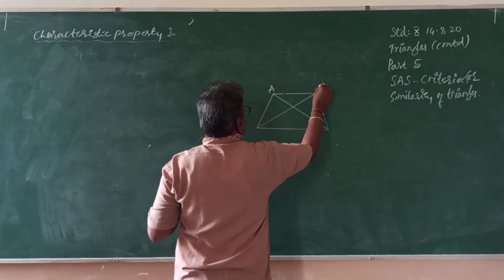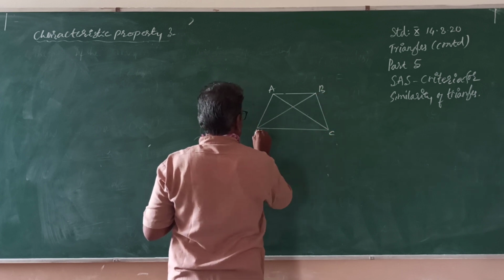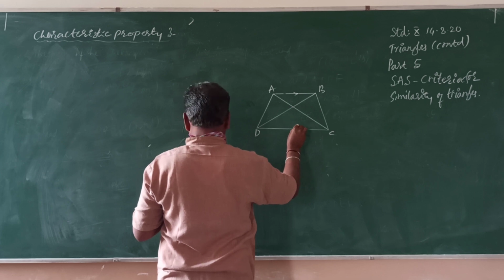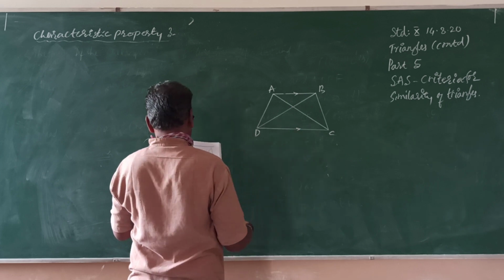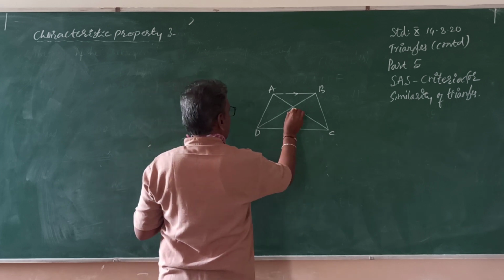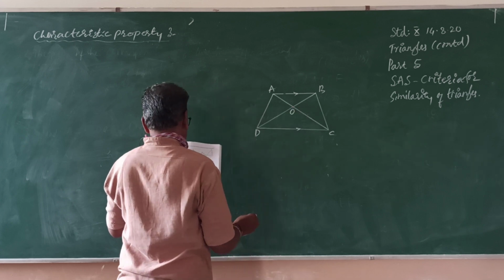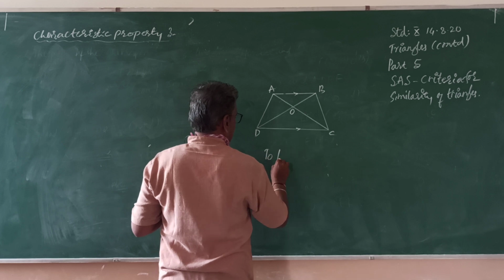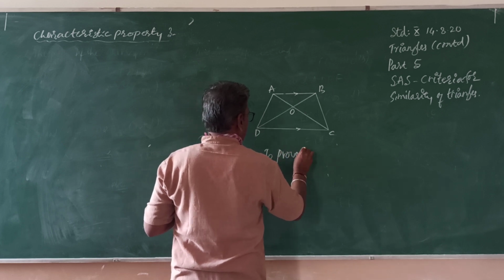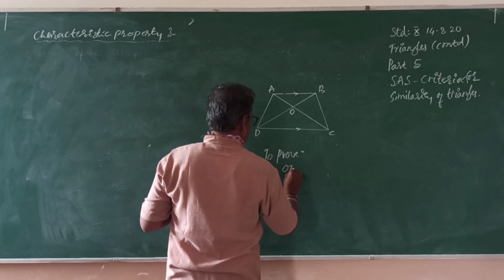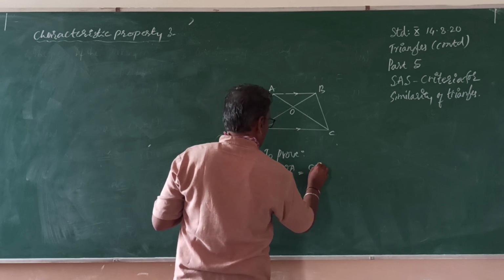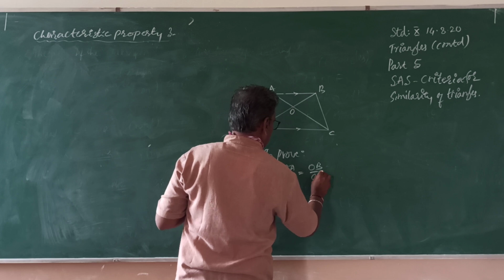ABCD is a trapezium with AB parallel to DC. The diagonals intersect each other at a point O. Using the similarity criteria for two triangles, prove that OA by OC is equal to OB by OD.